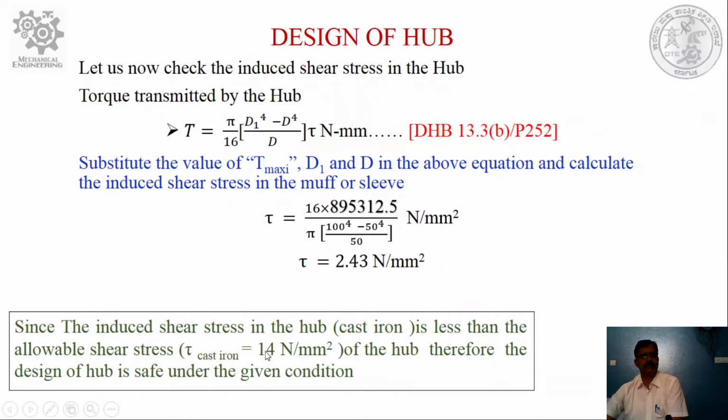Since the induced shear stress in the hub, the cast iron, is less than the allowable shear stress of the hub, therefore the design of hub is safe under the given condition.